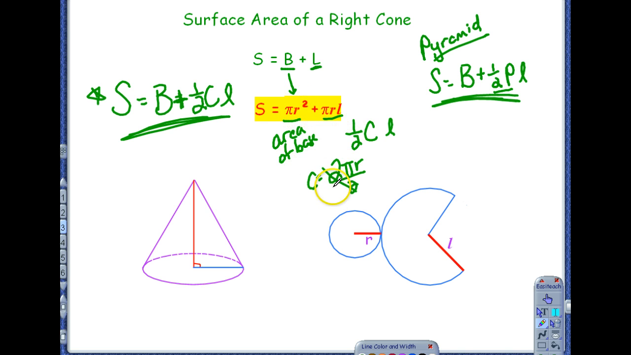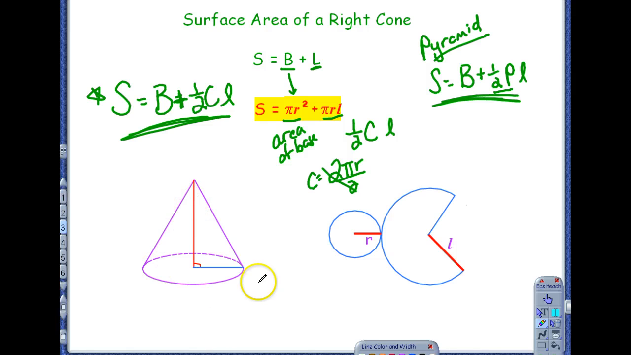Exactly. But I like that connection, Ms. Hoggery, because to me, then it's less formulas I have to remember. I noticed with prisms and cylinders, they had essentially the same formula. With pyramids and cones, they essentially have the same formula for surface area. They do. Makes it easy.